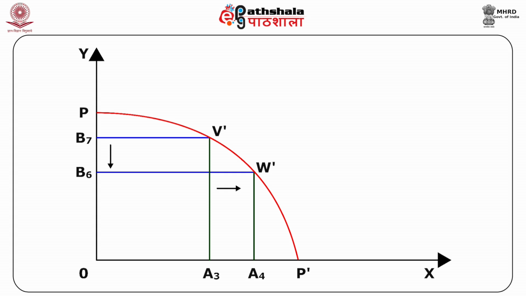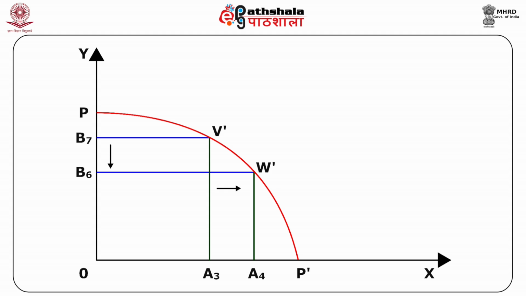Therefore, what we find is that the point at which Y is being produced to the tune of B6 and X is being produced to the tune of A4, at this point we plot W prime. We therefore have two illustrative points, one is V prime and the other is W prime, and this represents the two points of tangency on the Edgeworth contract curve. But as we have said, as we move down in the case of production of Y from B7 to B6, the production of X increases from A3 to A4.